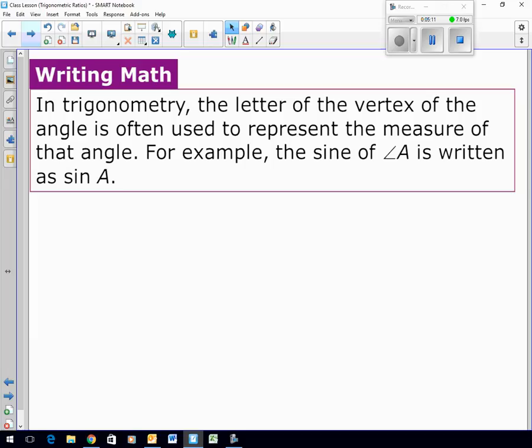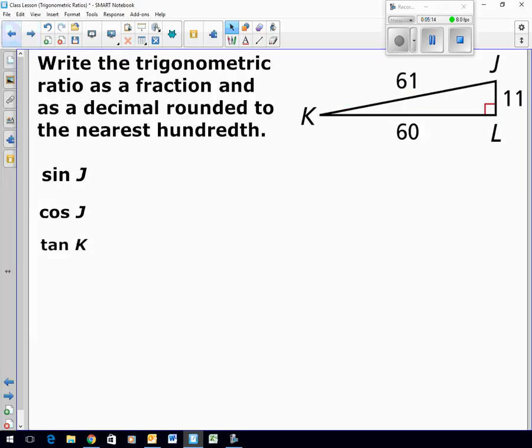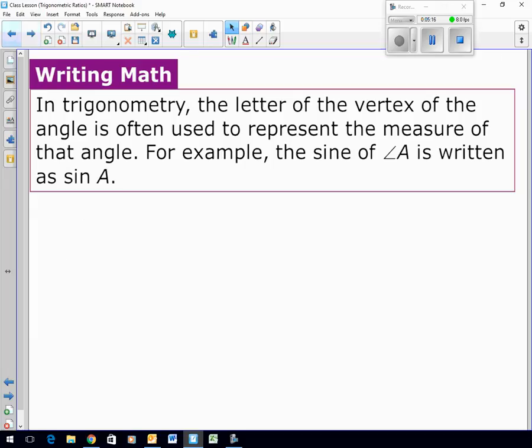Now, there is a certain phrase that you can use to remember your trig ratios. SOHCAHTOA.